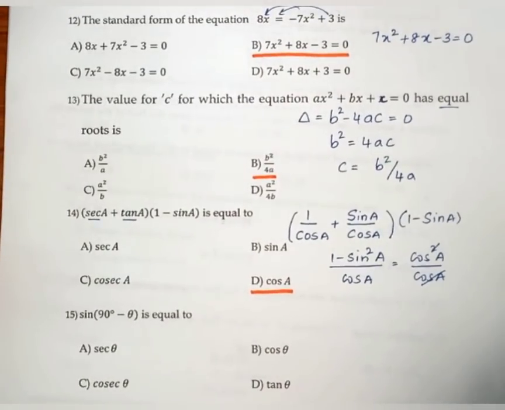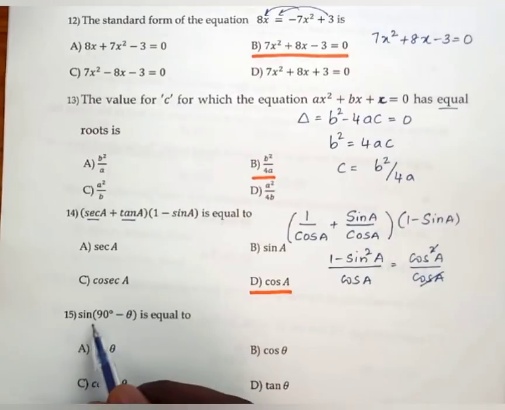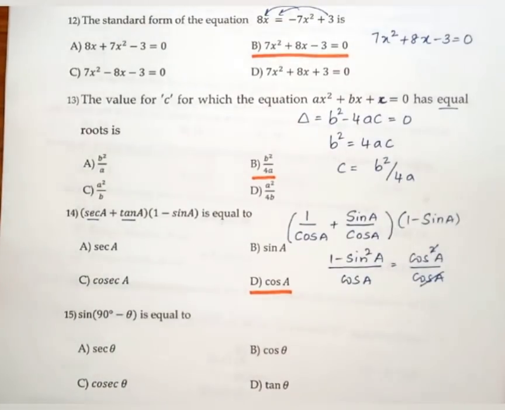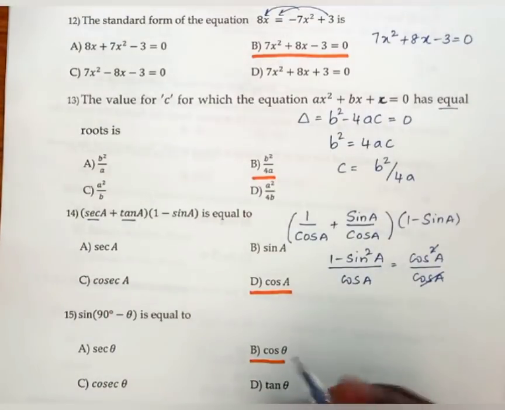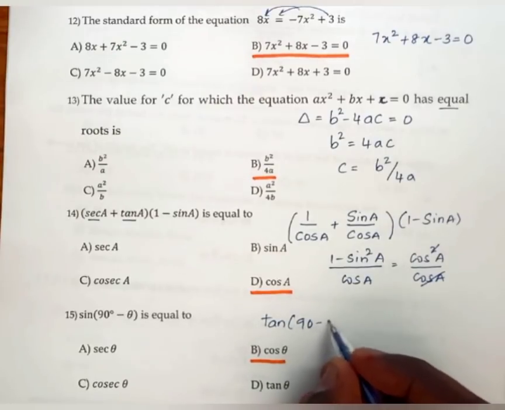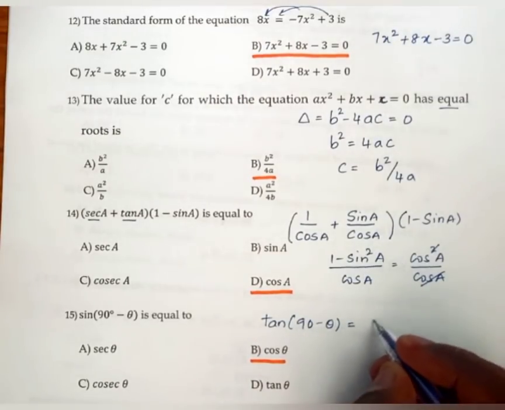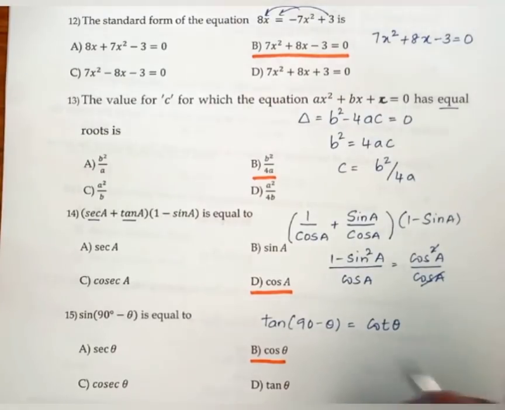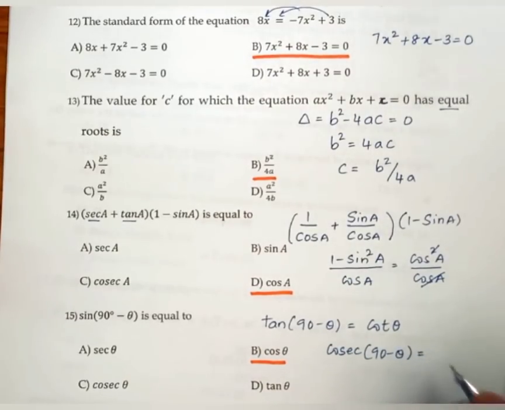Now moving to question number 15. Sine of 90 minus theta is equal to, the complement angle of sine theta is cos theta. Therefore, the correct answer is option B, cos theta. In the same way, for the tan ratio, the complement is cot. In the same way, for secant, it is cosecant. Cosecant of 90 minus theta is secant theta.